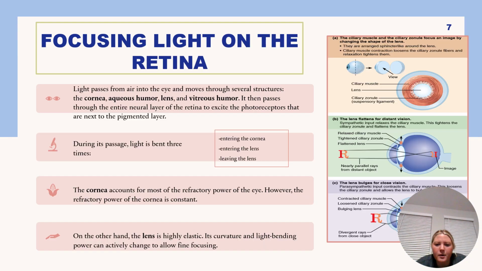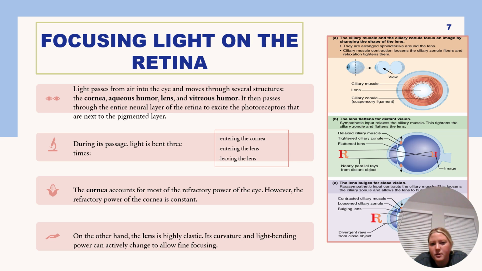Okay, now we're going to move a little bit more specifically to how our eye focuses light on the retina. As light passes from air into the eye, it moves through the cornea, aqueous humor, lens, and vitreous humor, and then it passes through the entire neural layer of the retina to excite those photoreceptors that I talked about earlier that are next to the pigmented layer. During passage, light is bent 3 times: entering the cornea, entering the lens, and leaving the lens.